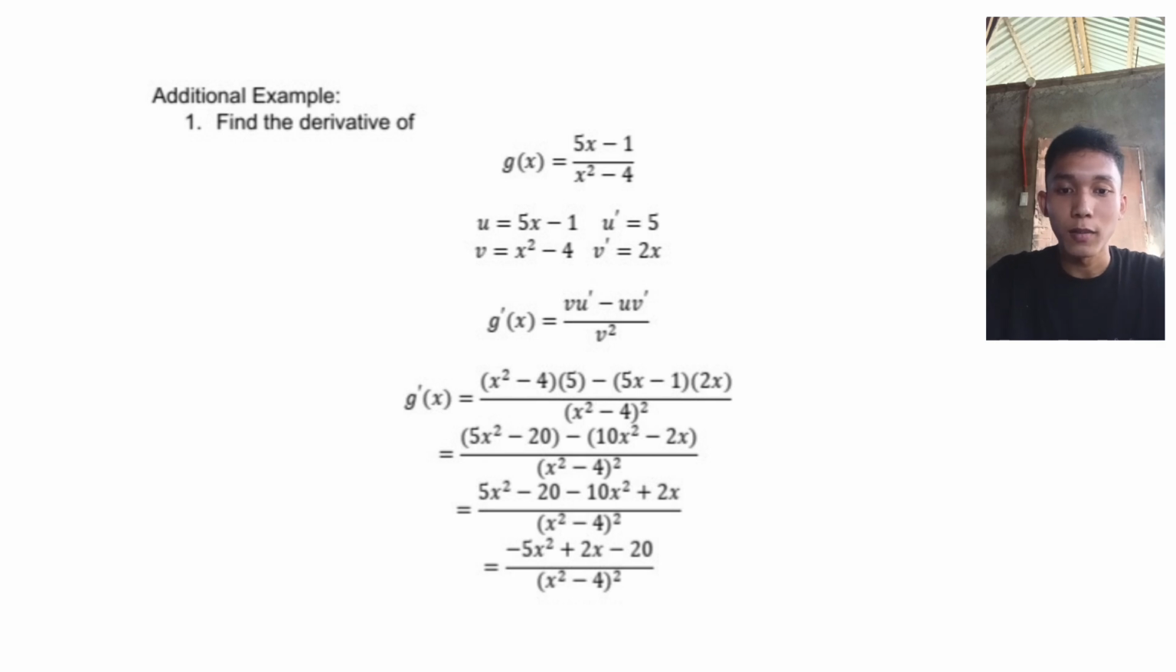and then we add or subtract them. The like terms are 5x squared and negative 10x squared. So 5x squared minus 10x squared, so it becomes negative 5x squared. Then copy positive 2x and negative 20 over x squared minus 4 raised to the power of 2.